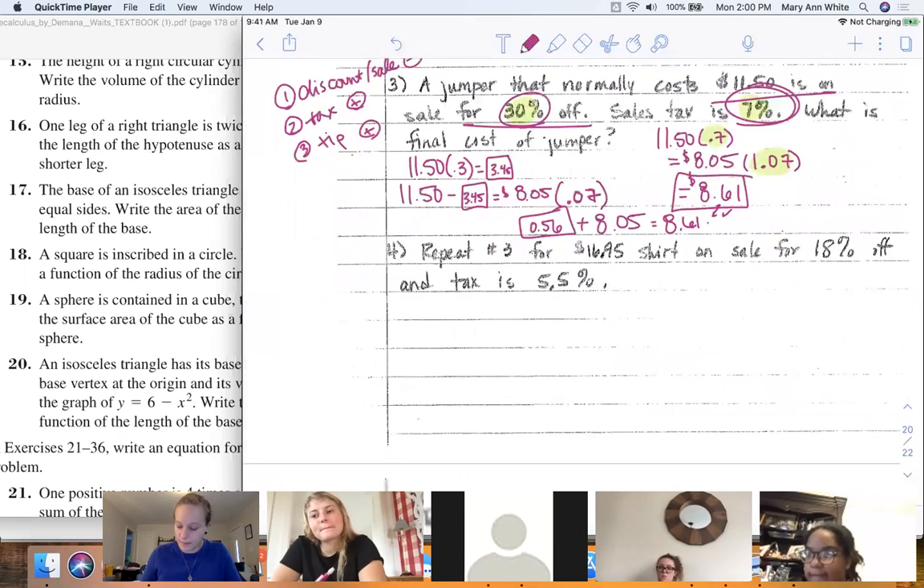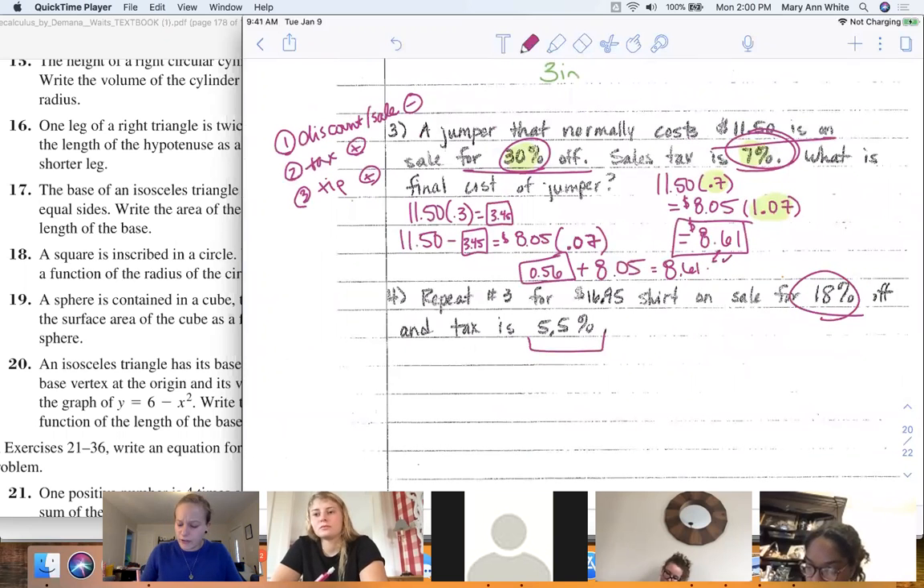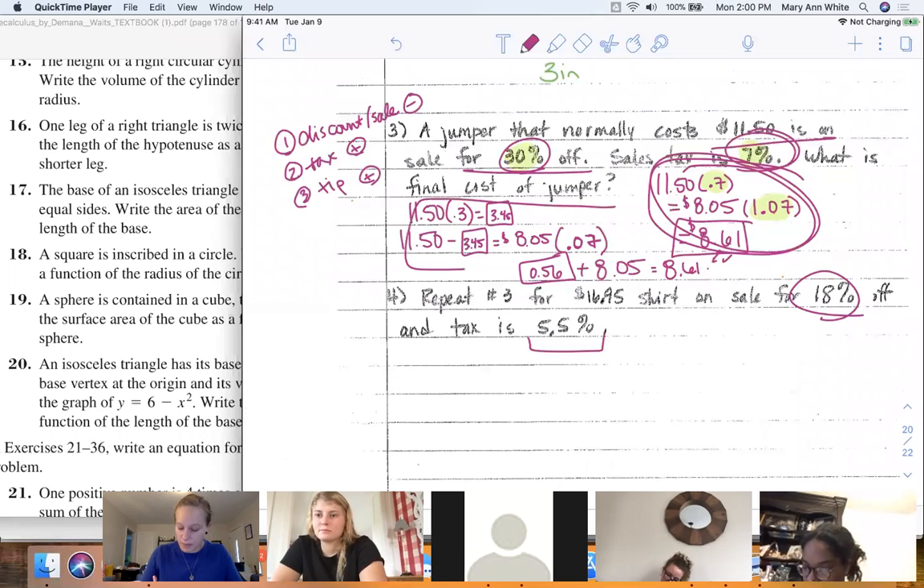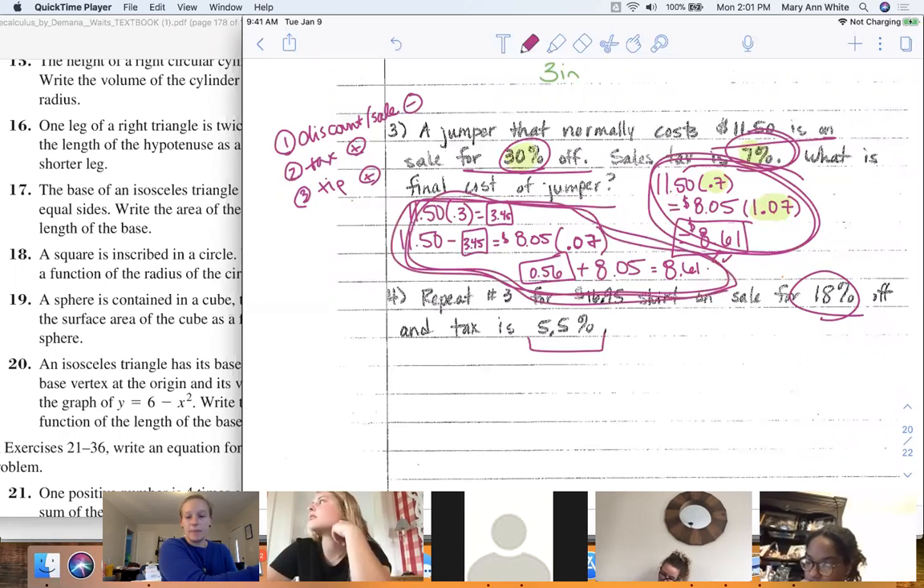Okay, let's do another one. Same idea, but it's $16.95 for the shirt. It's on sale for 18% and its tax is 5.5. Do you guys have a preference whether I just multiply by what's off and by the sales tax, or do you want me to do the piece part together? Anyone have a preference? I like the just multiply it by like the 0.7. Okay, so Brooke wants me to just multiply it by like the 0.7 or whatever it is. I appreciate that. Thanks, Brooke.